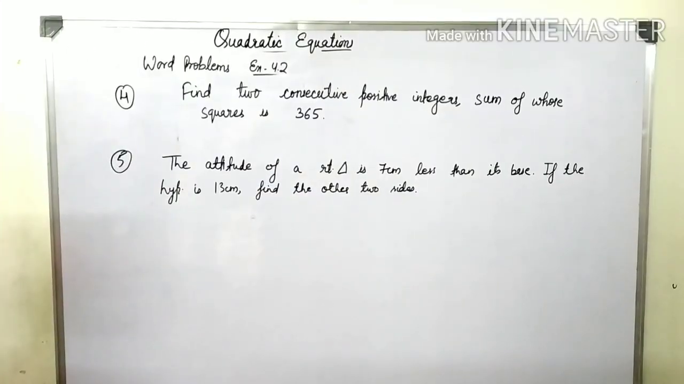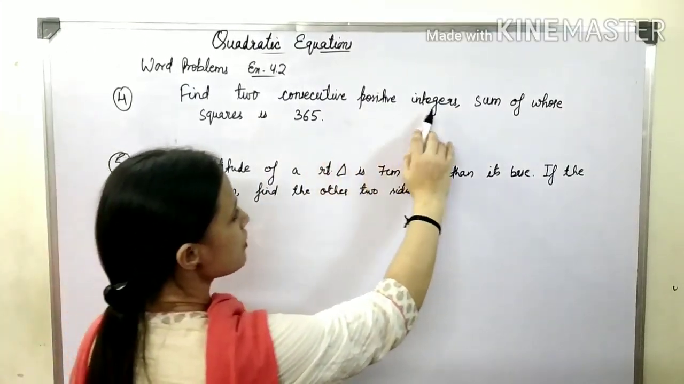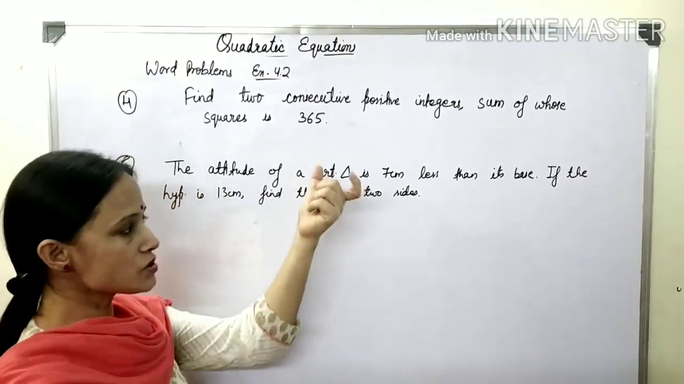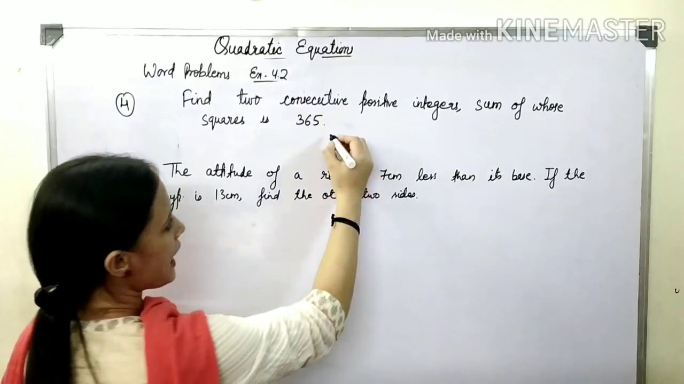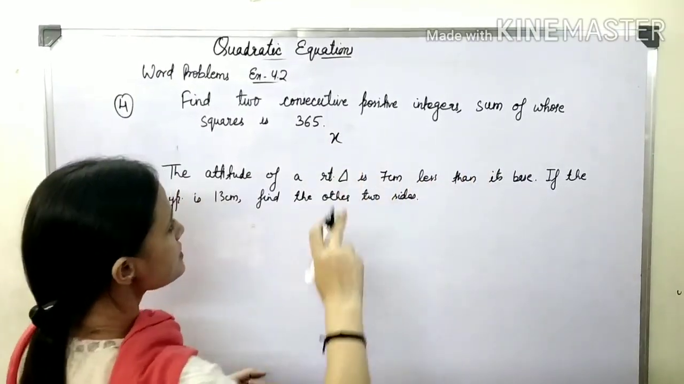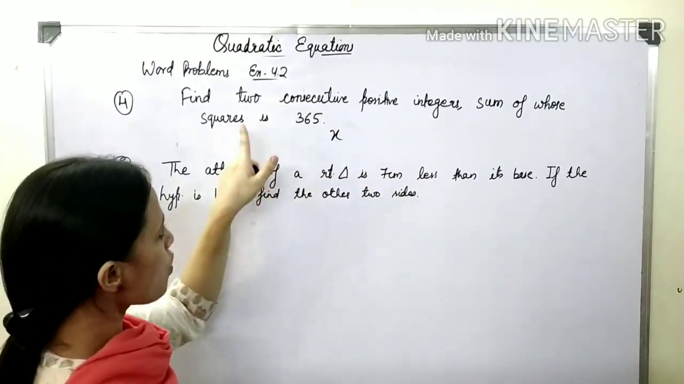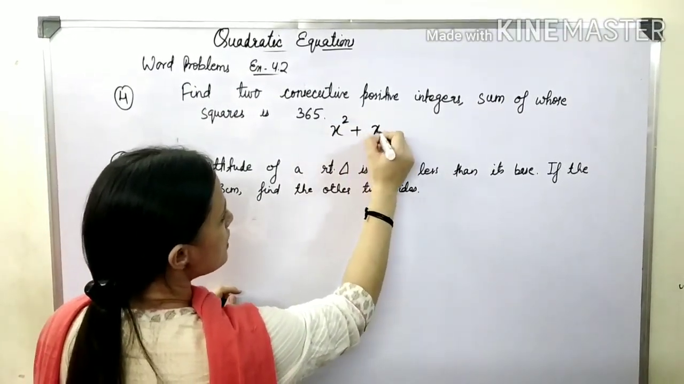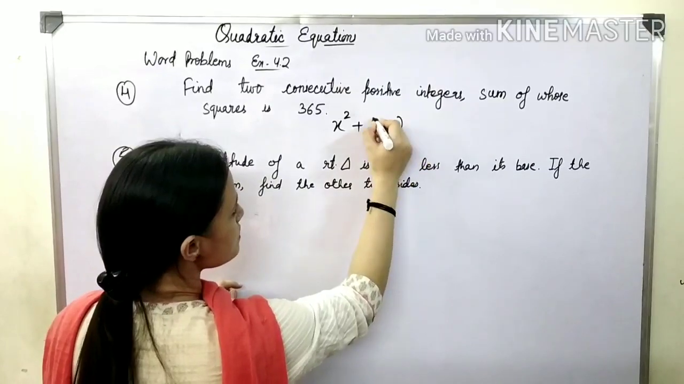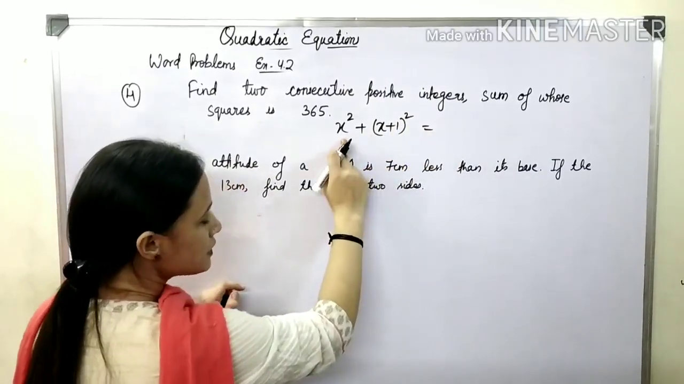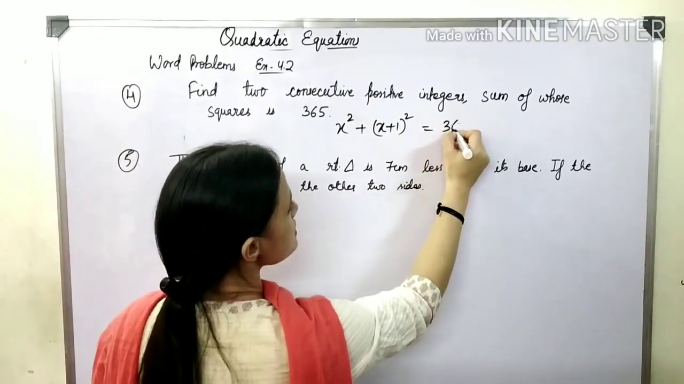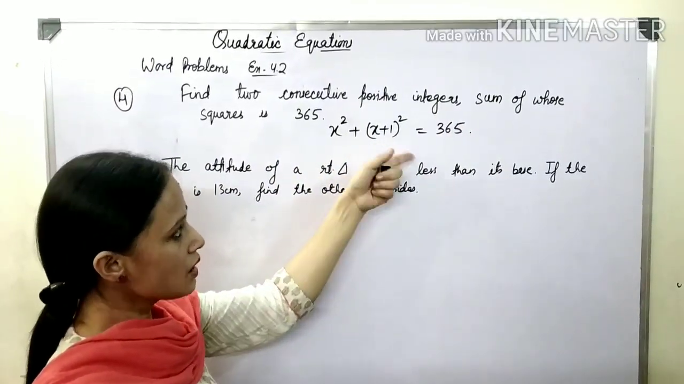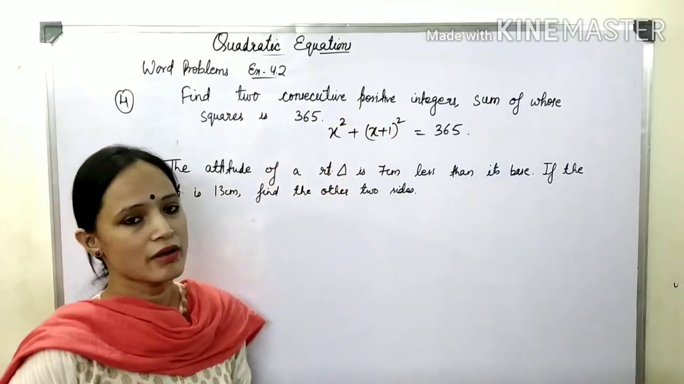Number 4: find two consecutive positive integers, the sum of whose squares is 365. So again, two positive consecutive integers are there. We'll take x and x plus 1, and it is given that the sum of whose squares is 365. So x square plus x plus 1 whole square. This sum is giving us 365. So now you can further simplify this equation, and then you can find the value of x.